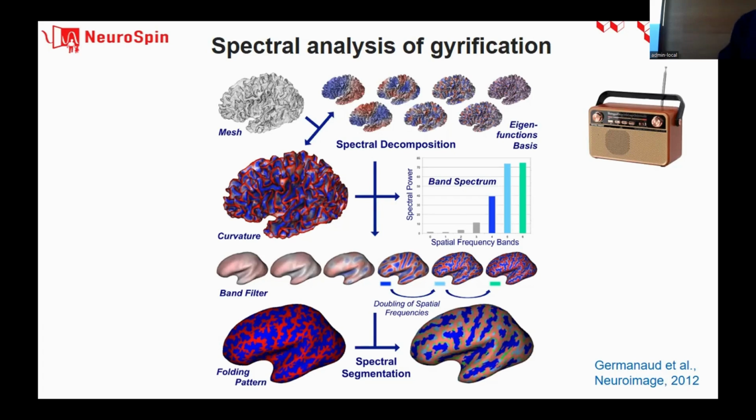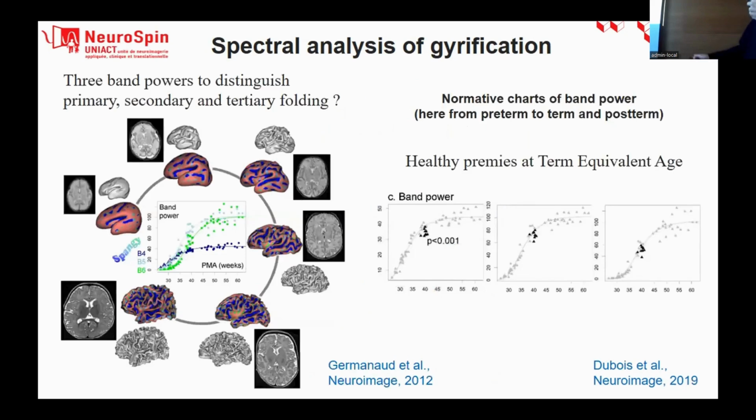And if you apply that to preterms, you can observe, in fact, that the first band, the low frequency band, gets some power very early, followed by the second one, and after that, the third one. It's really looking like the three waves of folding that you heard about in literature, you know, the primary, secondary, and tertiary folding, even if, of course, it's not exactly that. And it's an interesting tool to get more insight about the difference between preterms and normal babies.